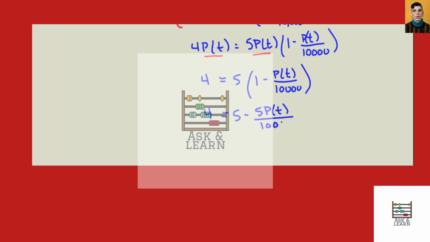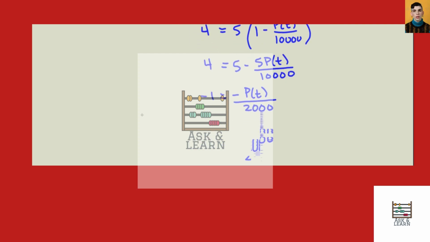Well, that fraction could be reduced. 5 over 10,000 is just 1 over 2,000. Yeah, that's right. So we'll do that on the next step. Let's subtract 5 from both sides. We get negative 1 equals negative P of t over 2,000. Now we can multiply both sides of the equation by negative 2,000, and we get P of t equals 2,000. So what is that telling us? That's telling us for those particular values, that beta value, that rate, everything, the stable population would be 2,000 fish.